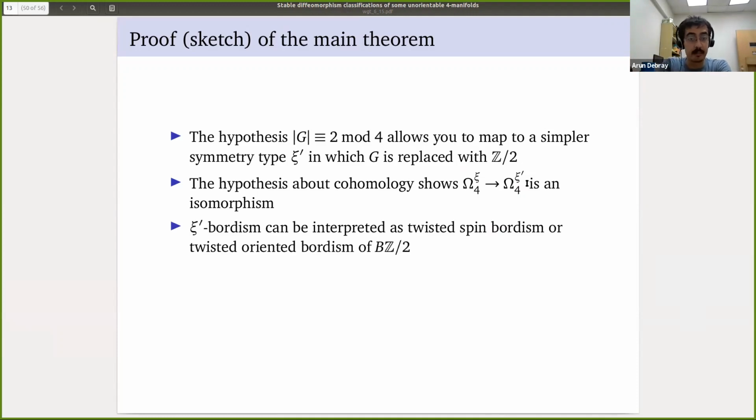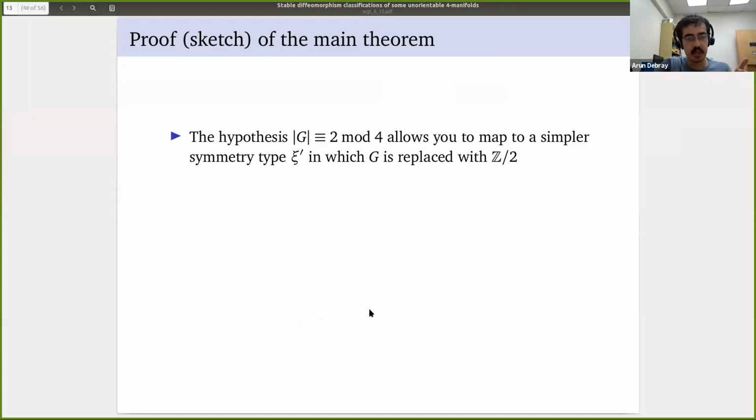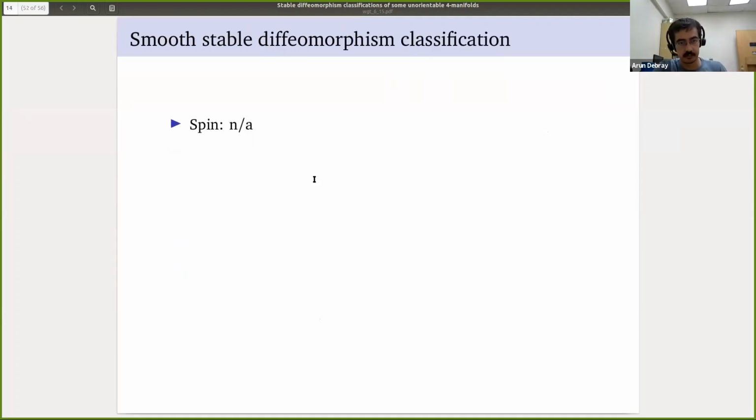And so now I need to know psi prime bordism. Sorry, I'll finish up soon. You can interpret psi prime bordism as twisted spin bordism or twisted oriented bordism. But in particular, it's known what these things are, in that they give you either unoriented four-dimensional bordism or pin plus or pin minus bordism. And these things are known. René Thom did unoriented, Kirby and Taylor did pin plus and pin minus. So what you can actually do is just look them up, use that to compute this equivalence relation, and then use that to obtain the stable diffeomorphism classification.